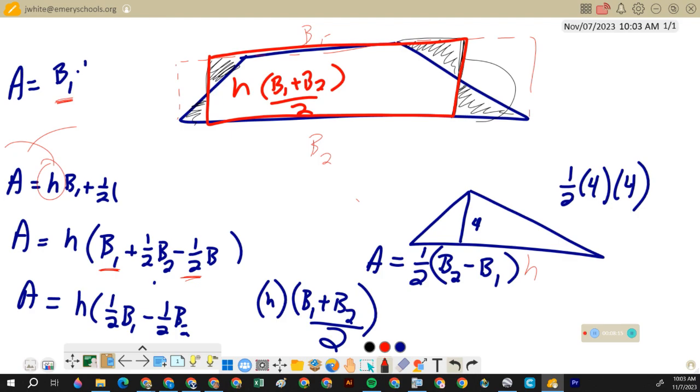You'll usually see it listed 1/2 H times A plus B. But I like to use the B1 and the B2 and move the 1/2. So H times B1 plus B2 over 2. You take the average of the two bases and you times it by the height. So we are creating a rectangle, but we're just kind of snipping half of those triangles off and then flipping them up and gluing them in. Okay.